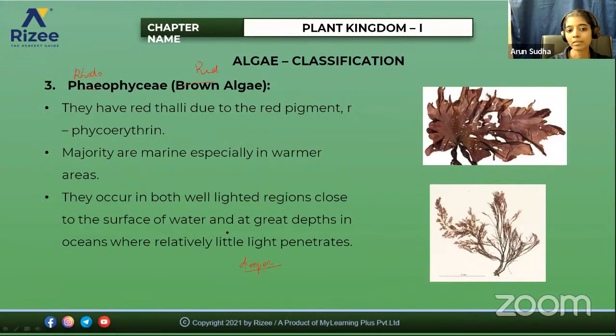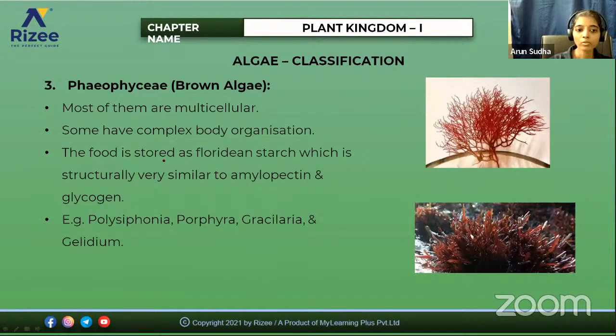They have the pigment phycoerythrin, which allows them to absorb the light that penetrates to deeper areas. So they have red thalli due to the red pigment phycoerythrin. So they are mostly marine. These are also the features of red algae.